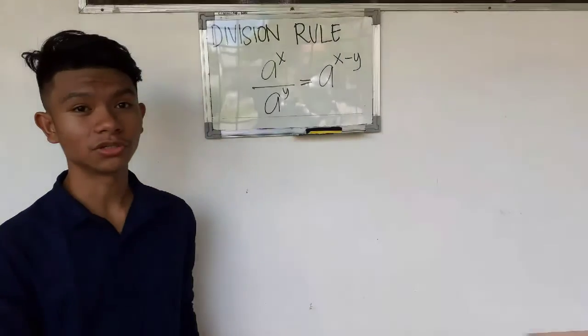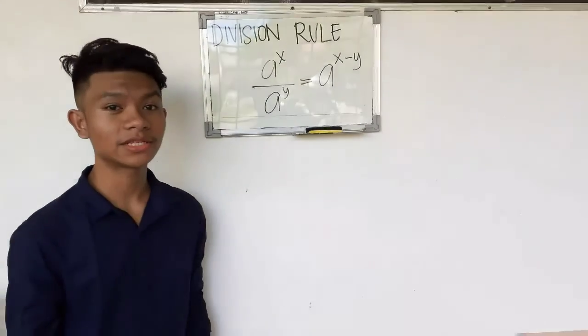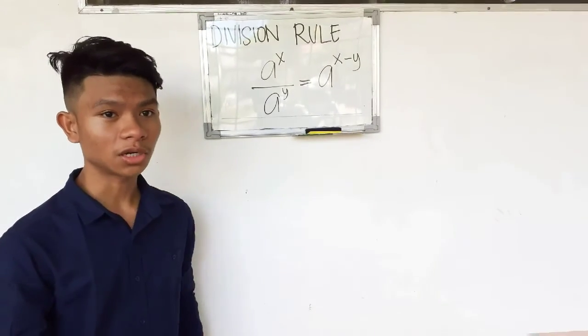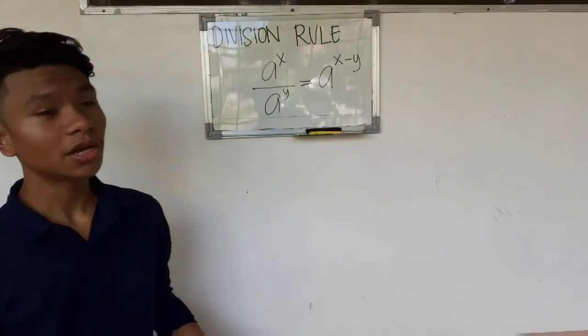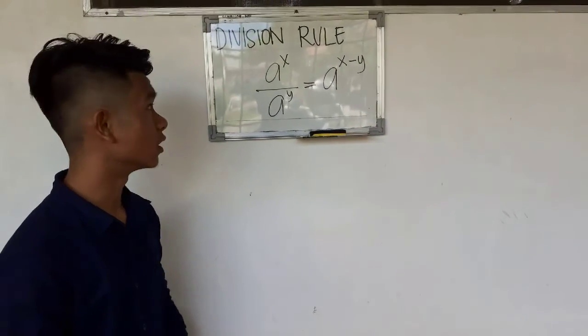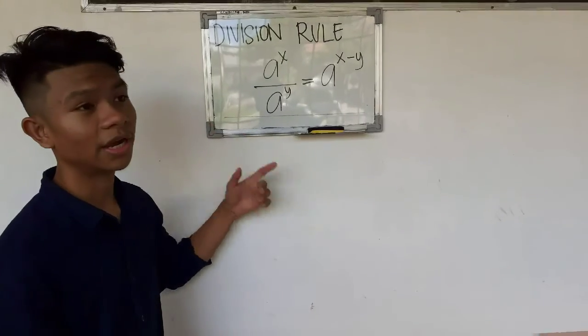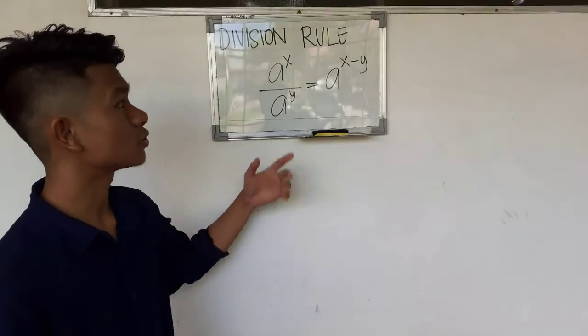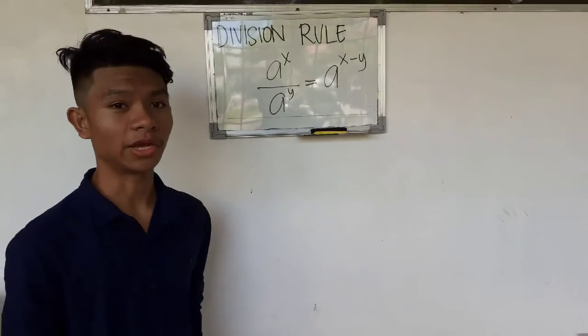The second rule is the division rule. In division, if the bases are the same, we need to subtract the exponents. Here's the formula for the division rule: a raised to x over a raised to y is equal to a raised to x minus y.